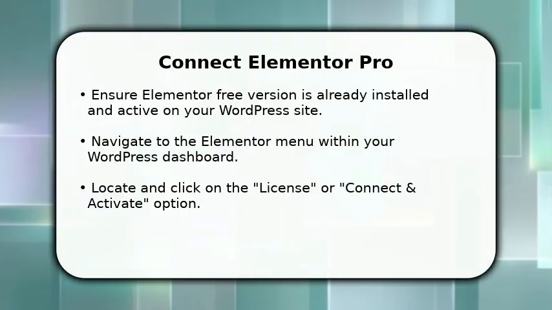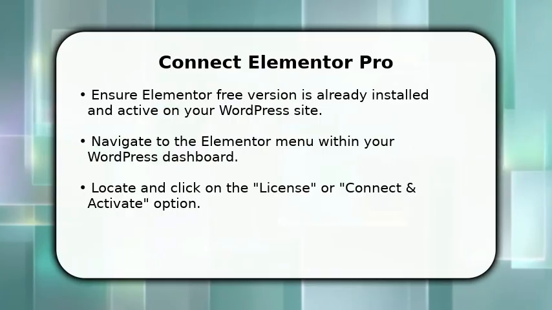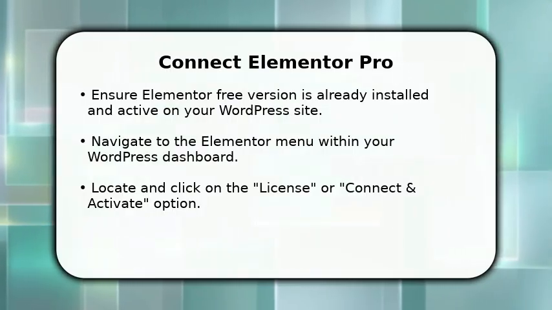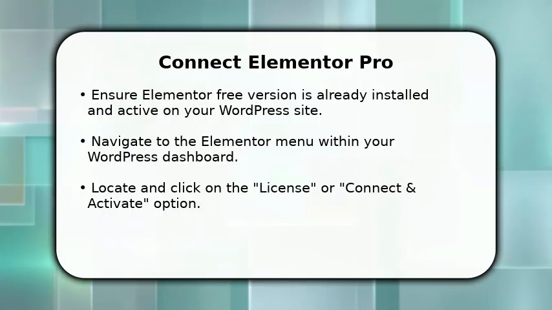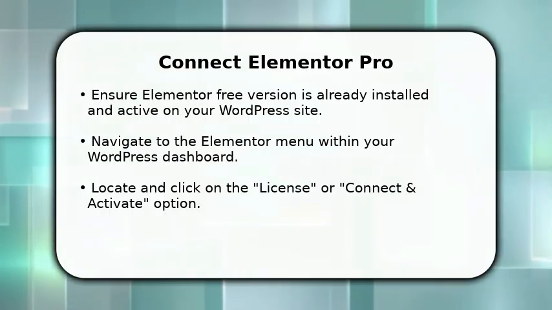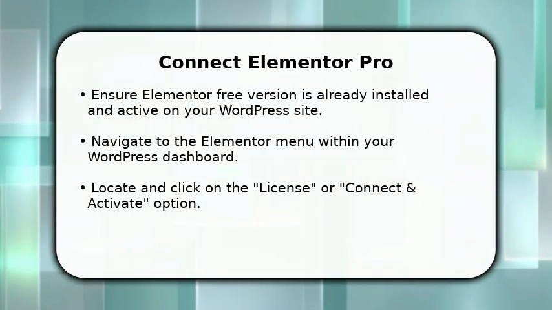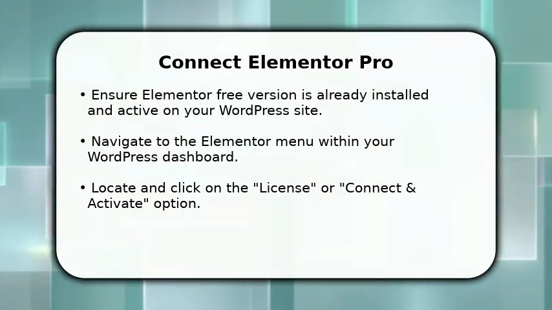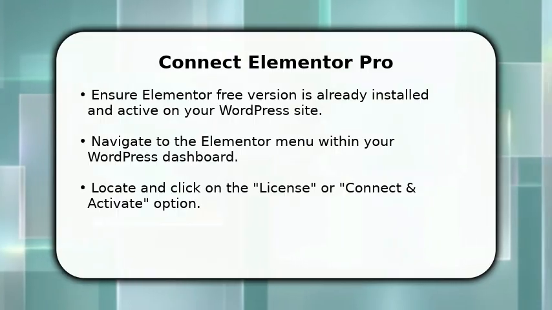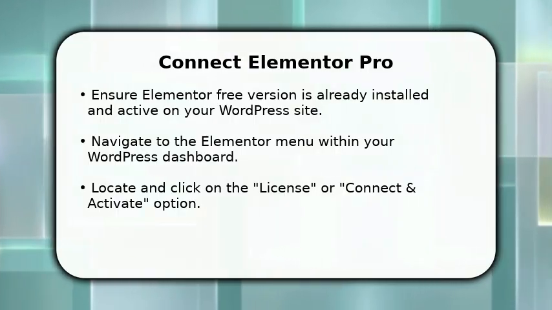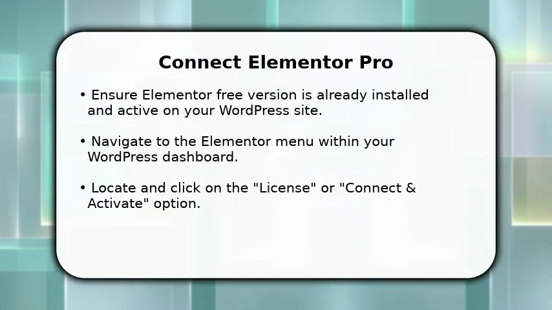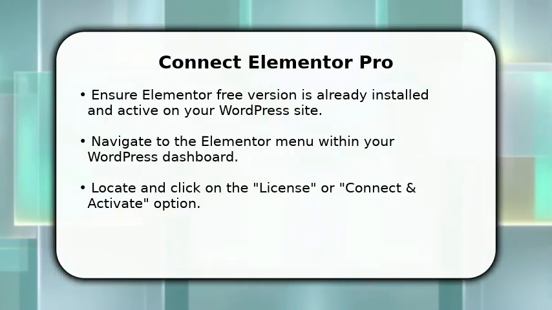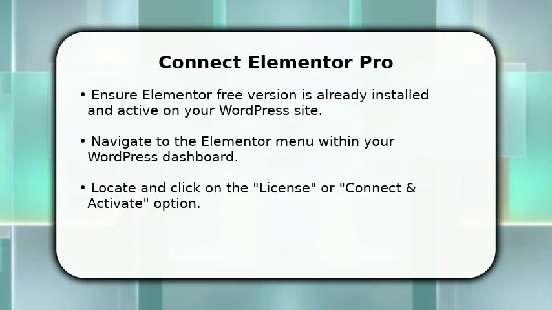In this video, I will explain how to connect and activate Elementor Pro. First, make sure you have the free Elementor plugin installed and active on your WordPress website. Then, from your WordPress dashboard, find the Elementor menu on the left sidebar. Click on it, and you will see an option labeled License or Connect and Activate. This is your starting point for the entire activation process.